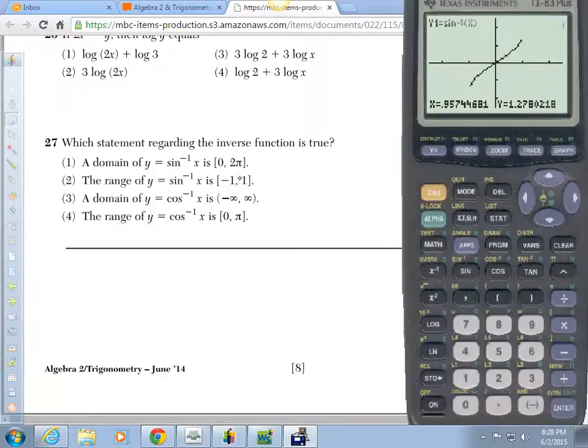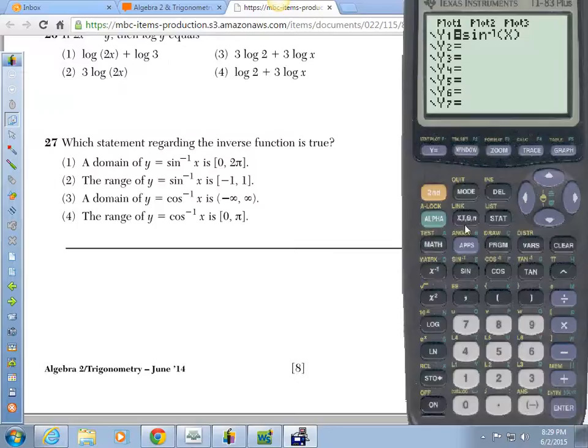Does the domain go from 0 to 2 pi? No. Does the range go from -1 to +1? No. Look at the range right here. The y value is up at 1.27. So is it either one of these two? No. So let's type in inverse cosine. Y equals second cosine. And I'm going to go to that same graph.